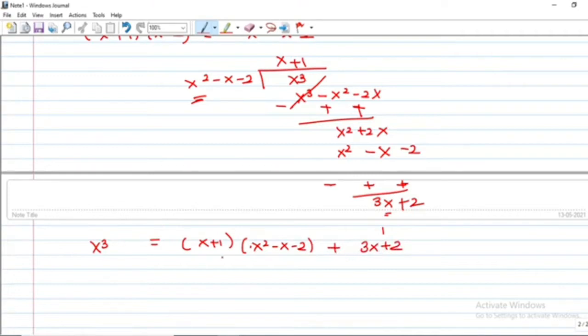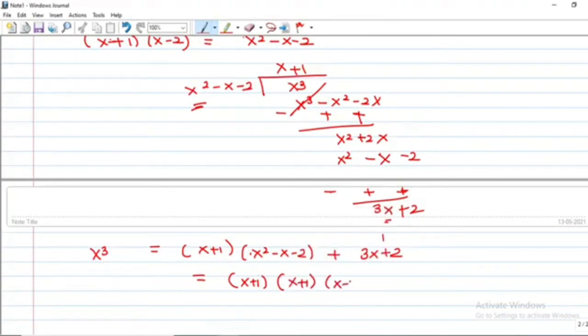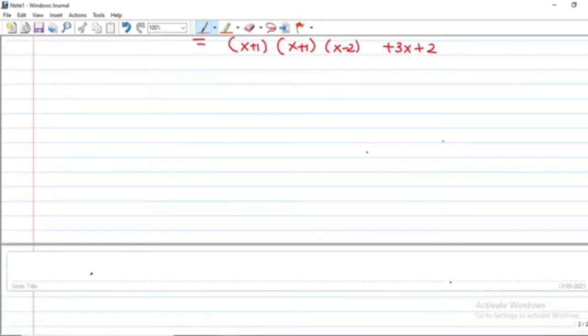Now can we modify this? Do we know the roots of this? Yes, we know the roots of this. This is nothing but the combination of x plus 1 and x minus 2. So we can write here x plus 1 into x plus 1 into x minus 2, and then plus 3x plus 2. After this, we have to express in partial fractions. Now we need to first simplify the y.